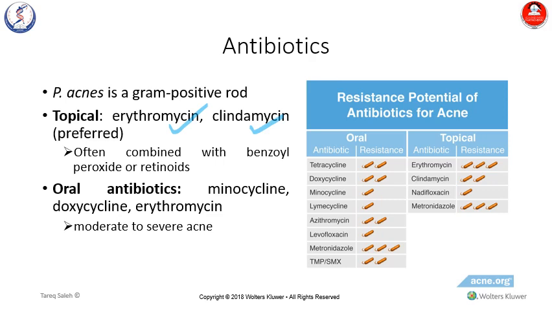Now, in certain situations where infection is not controlled with topical antibiotics, the use of systemic or oral antibiotics is encouraged, and the most frequently used oral antibiotics are doxycycline, minocycline, and erythromycin, although erythromycin is usually associated with gastrointestinal upset and is not as frequently used.